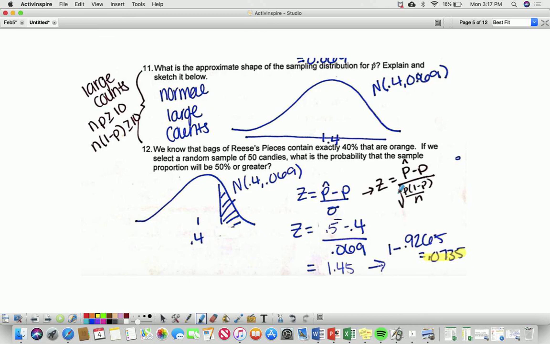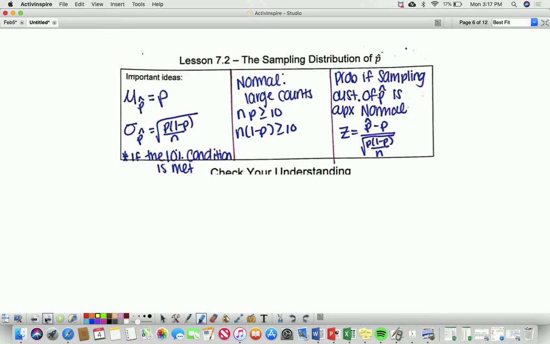Okay, let's write this down in our big ideas. So, 3 things. 1, I just want to write those formulas down. It's if the 10% condition is met. The reason for that, we want it to meet the 10% condition, so I can treat it like a binomial. And I want to treat it like a binomial because then I can do that n times p over n and cancel stuff out. So that's if the 10% condition is met, we can do that. It's normal for large counts. And the probability if sampling distribution of p hat is approximately normal is that z-score, value minus mean over standard deviation.